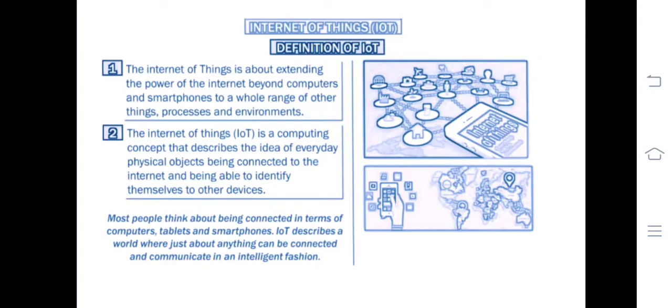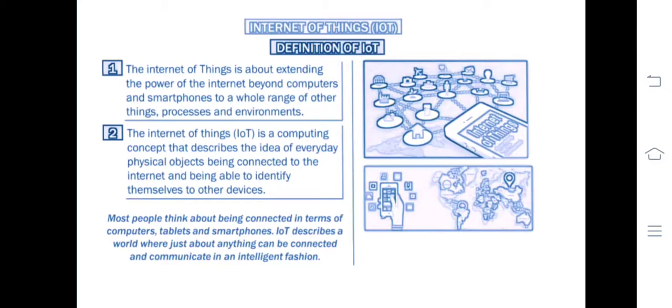Second thing, IoT is a computing concept that describes the idea of everyday physical objects being connected to the internet and being able to identify themselves to other devices. Same thing, because it is a computing concept. Computing means processing. It has taken processing, and on that basis it produced the desired decision. And that idea of everyday physical objects being connected, yes, we are connected every day with physical objects. So instead of going there, I can manage the things sitting from here, and it is only possible because of the IoT.